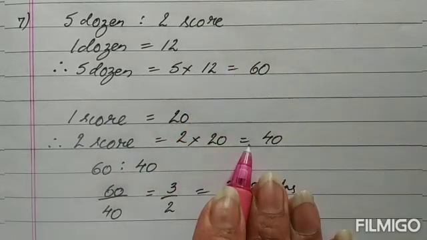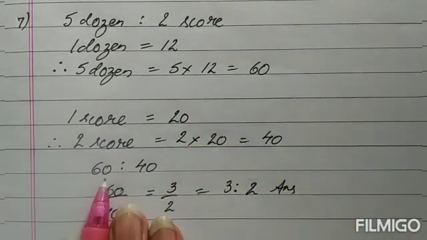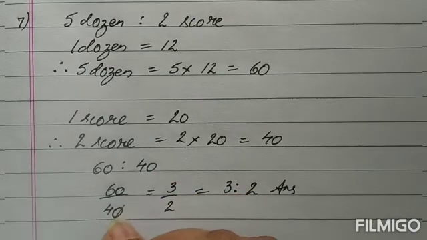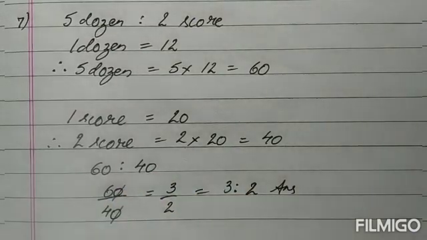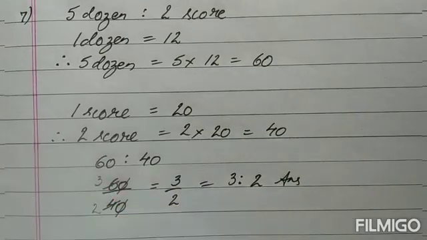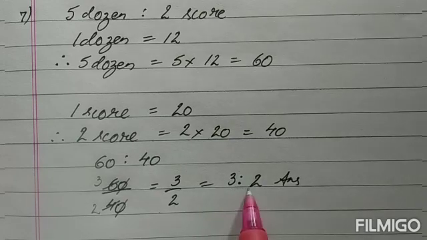Now, 60 and 40 are there as the numbers. So, divide 60 by 40 because that is in the ratio. We can cancel the zeros from the numerator and the denominator. And 2 2s are 4 and 2 3s are 6. So my answer is 3 upon 2, which can be written as in the ratio 3 is to 2.